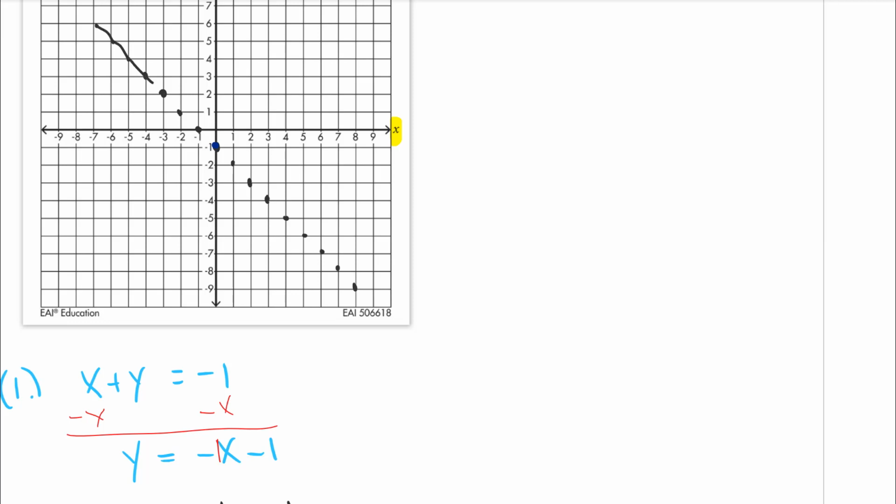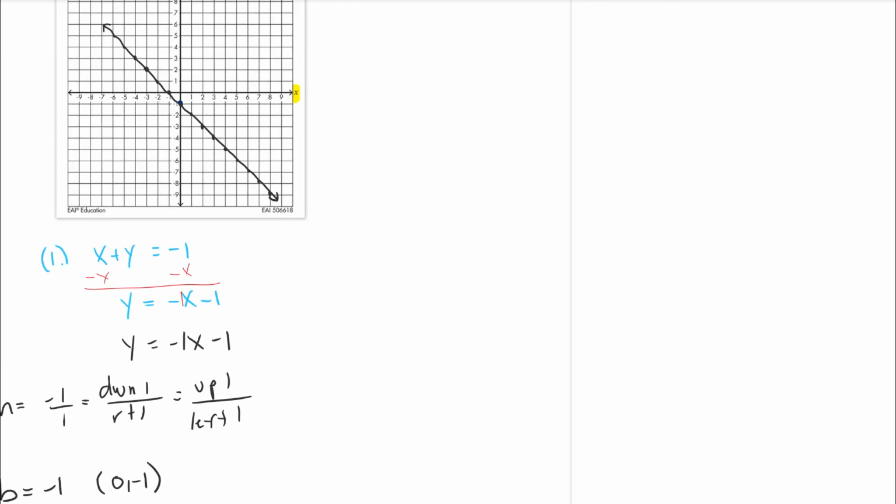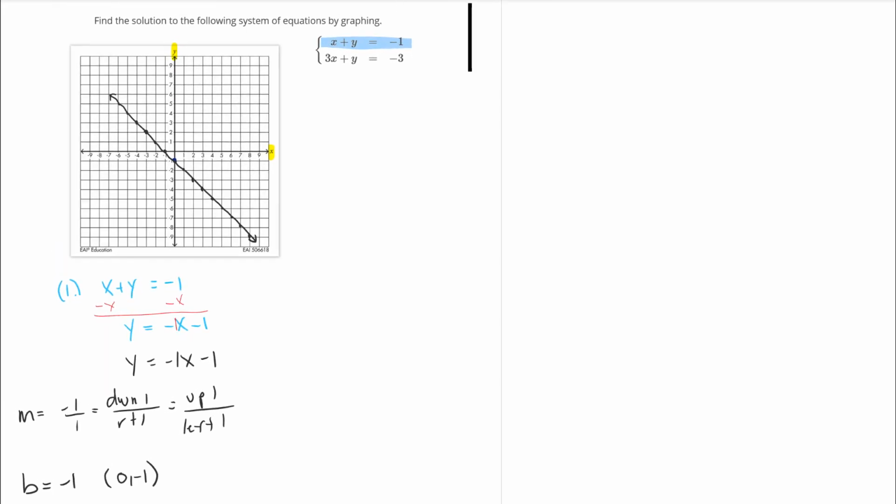So that first equation is here. So remember what I had just graphed was this y is equal to negative 1x minus 1. Now I'm going to go ahead and do that again, except now I'm going to go ahead and do that with my second equation.